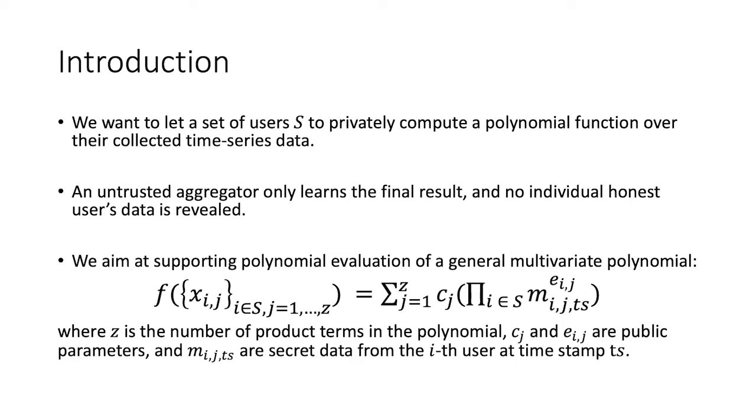Now, more specifically, we'd like to support a polynomial evaluation of a general multivariate polynomial modeled in the following equation, where z is the number of product terms in the polynomial, c_j and e_i,j are the public parameters for the polynomial, and m is the secret data for individual users at a particular timestamp, which we denote ts.